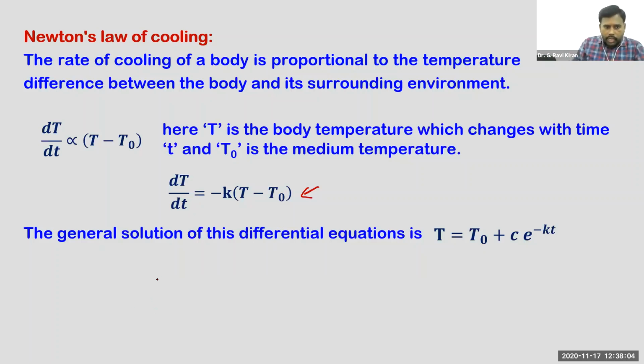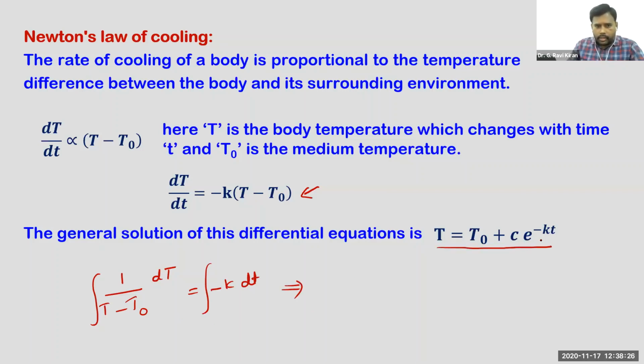To solve this using the variable separable method, you will just bring variables of one kind towards one side. You will bring all the temperature variables towards the left side, and you can send the time variables to the other side, and then you can just integrate on both sides. If you solve this, it leads to this kind of solution. Since you have already done all these things, I'm not spending much time on this, but you will get a solution of this kind.